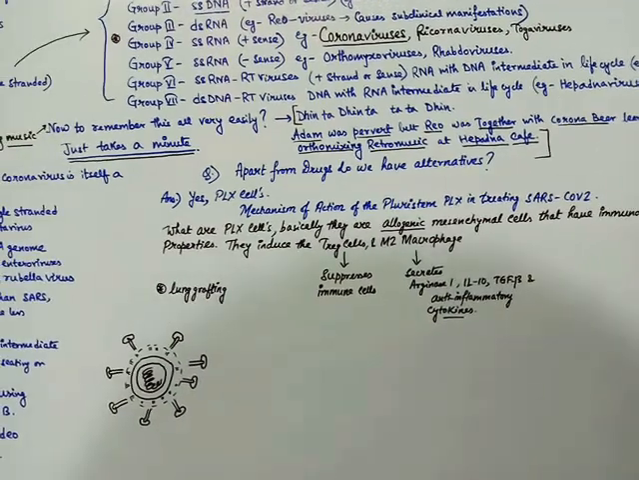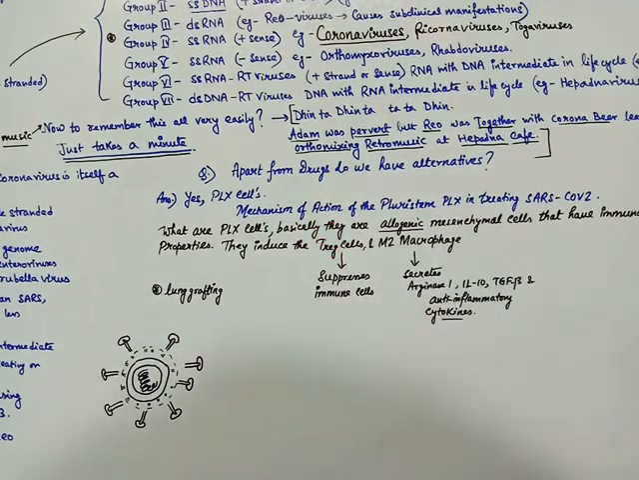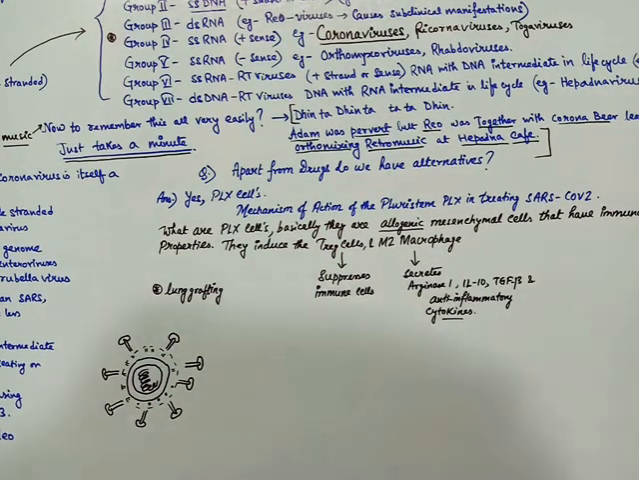They induce the T regulatory cells. So these T regulatory cells, as I have already written, suppress the immune cells. They suppress the immune activation. And also M2 macrophages secrete arginase 1, IL-10, TGF-beta and anti-inflammatory cytokines.